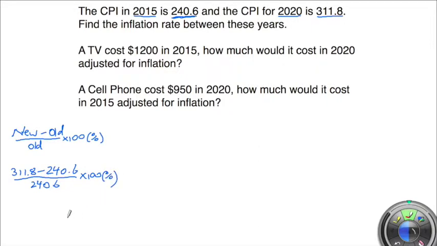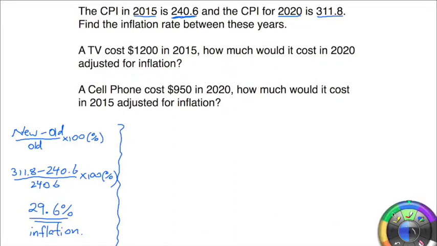So remember, when you're doing this, best to do the top calculation first, get an answer, and then turn around and divide by the bottom number. So let's see here. Subtract the two top ones, you get 71.2, and then divide by 240.6. And the answer comes out as 0.29, but don't forget you have to multiply by 100. So I'm going to round to the nearest tenth, so this would be 29.6, and tack on the percent. So this is the inflation over those 5 years. Prices have gone up by 29.6%. All right, so that'll answer the inflation question.